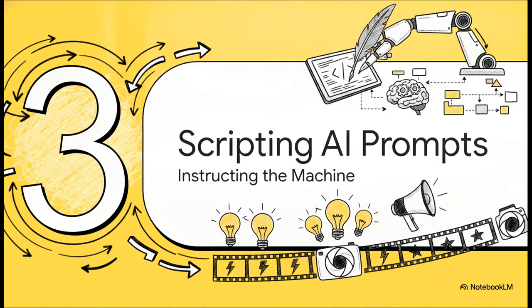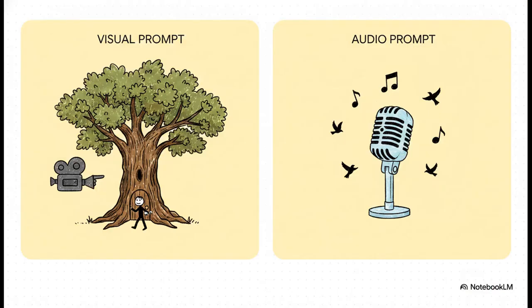Which brings us to Section 3, scripting the AI prompts. This is where we learn how to actually instruct the machine. Notice the stark contrast here in our intro scene. The visual prompt, the one meant for tools like Runway, Sora, or Pika, is incredibly descriptive, literal, and technical. We're talking cinematic shot, old oak tree glowing, friendly stick figure with eyes and leaves on head steps out of tiny door. See? It leaves absolutely zero room for the AI to hallucinate.